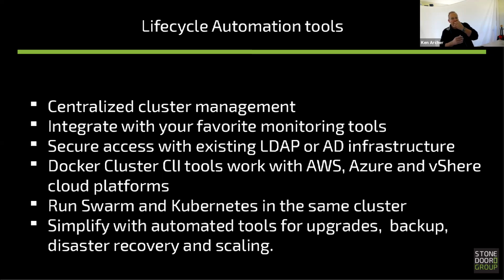We can secure our access with the existing LDAP or AD infrastructure, and we're going to look at that in just a second, how we quickly and easily bring in LDAP into our Docker UCP. Docker cluster CLI tools work with AWS, Azure, vSphere, and we're going to get into that when we look at Docker cluster. We can run Swarm and Kubernetes in the same cluster. Typically, we're not going to run them on the same node because Swarm and Kubernetes have no idea what each other are doing, but we can have 10 nodes running Kubernetes, 5 nodes running Docker Swarm, and Docker UCP is going to be able to manage all of that for us.